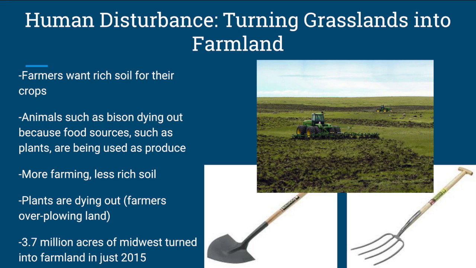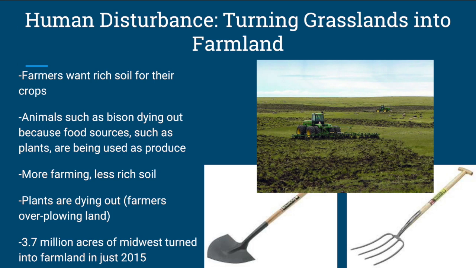A recent study in 2016 showed that 3.7 million acres in the Great Plains have already been turned into farmland in just 2015 alone. This is very harmful for animals because farmers are taking away their food sources. This is especially affecting songbirds and monarch butterflies in the Great Plains, as well as bison.